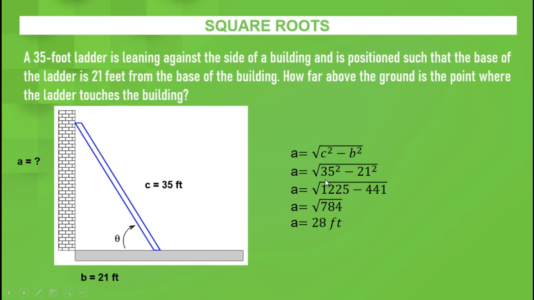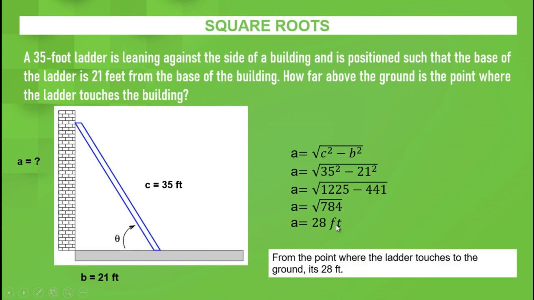A is equal to 1225 minus 441. So A is equal to 784. So the square root of 784 is 28 feet. Therefore, the point where the ladder touches the building is 28 feet above the ground. I'm sorry, my grammar on "its" was wrong. That is, no apostrophe. Okay, so it's 28 feet.